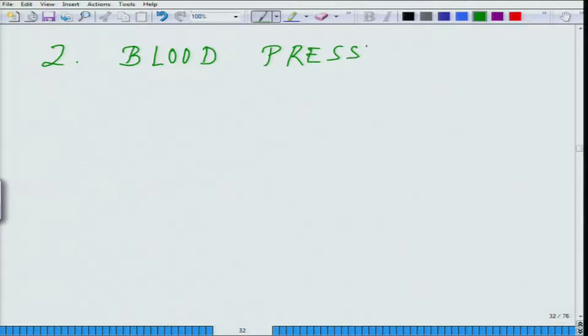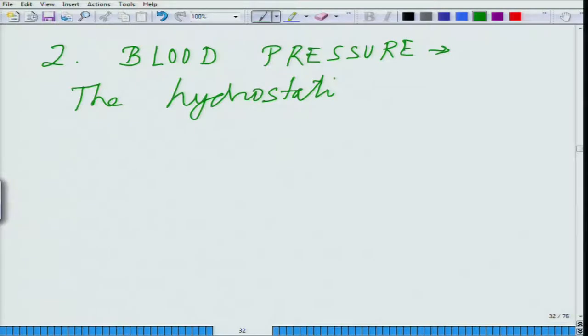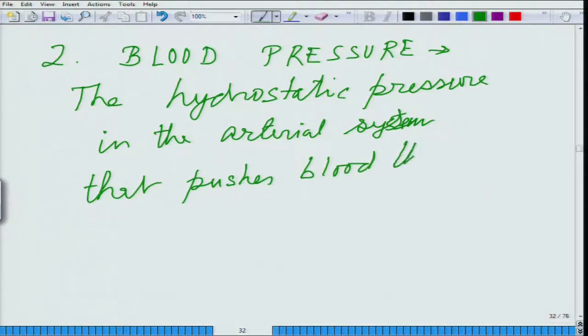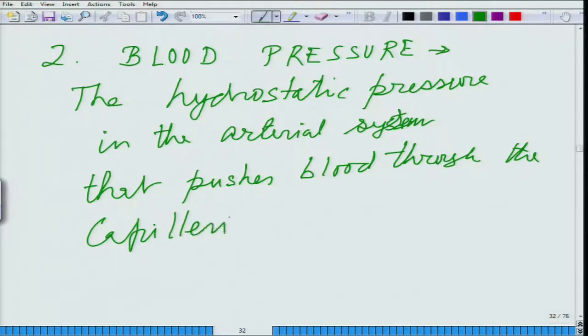So, blood pressure is essentially the hydrostatic pressure in the arterial system that pushes blood through the capillaries. Okay? That pushes blood through the capillaries. So, one term which may confuse you is, what is hydrostatic pressure?